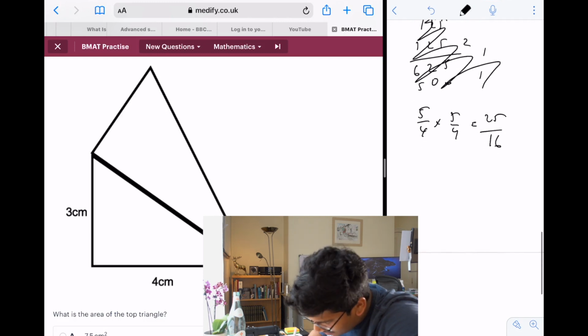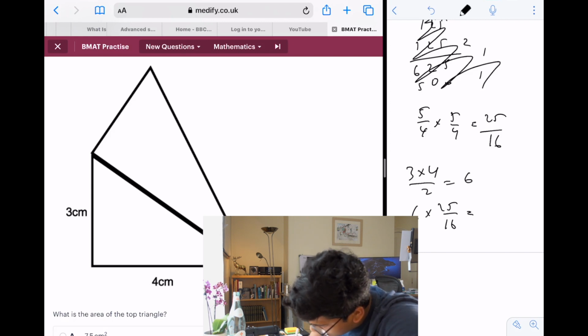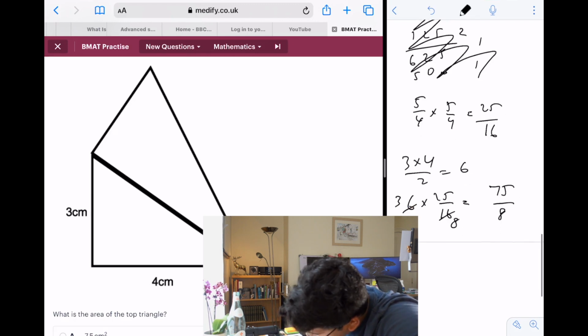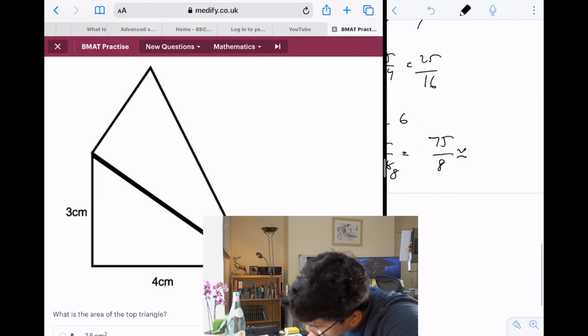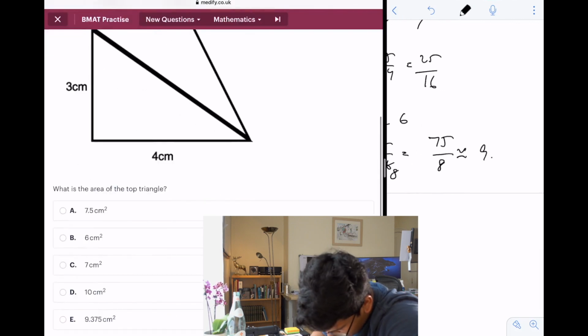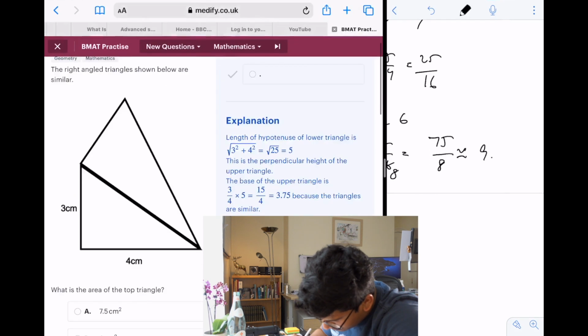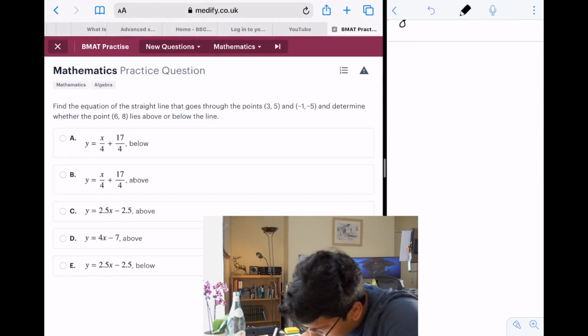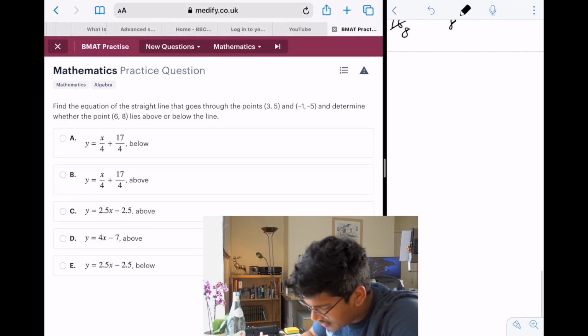Great. So then I know the area of this is 3 times 4 over 2, which is 6. So 6 times 25 over 16 is equal to 3 times 25 over 8. That's equal to 75 over 8. So 75 divided by 8 is roughly 9 point something. So 9.375. Great. Correct. Lovely. So we're doing well so far. Okay, right. So find the equation of the line that goes through a line. So we need to do delta y over delta x.